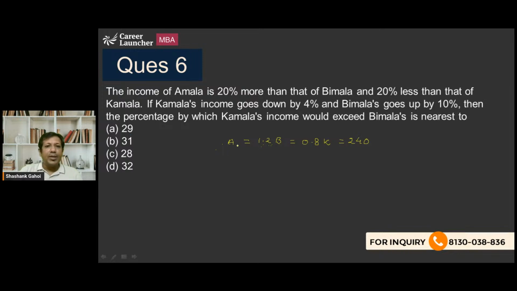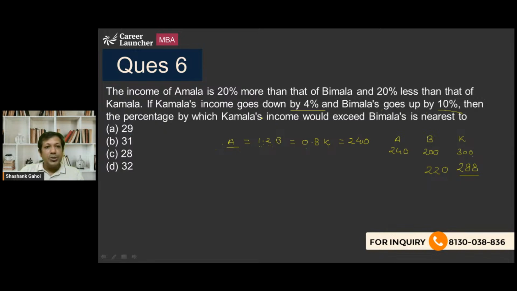So A's income is 240. What is going to be B's income? That is 240 upon 1.2, that is 200. What is Kamla's income? That is going to be 240 divided by 0.8. That gives me 300. So this is what we have. Kamla's income goes down by 4%. So 1% of 300 is 3, so 4% is 12. So Kamla's income goes down by 4%, means Kamla's income is 288. Bimla's income goes up by 10%. So Bimla's income is 220.